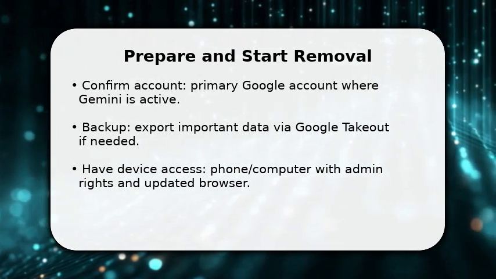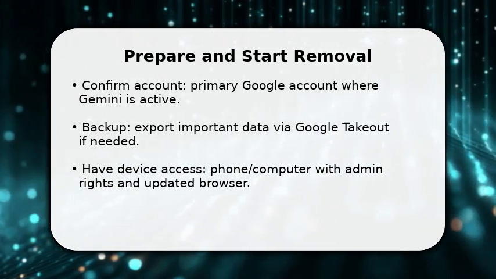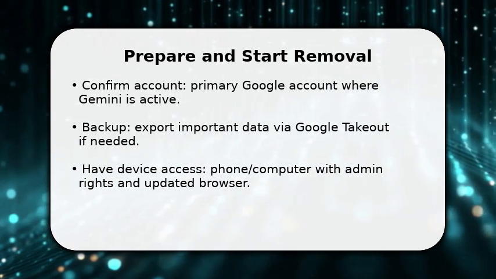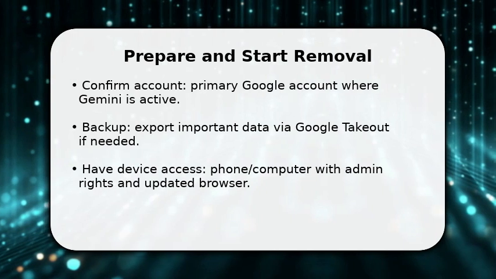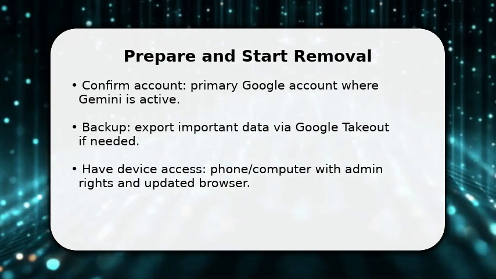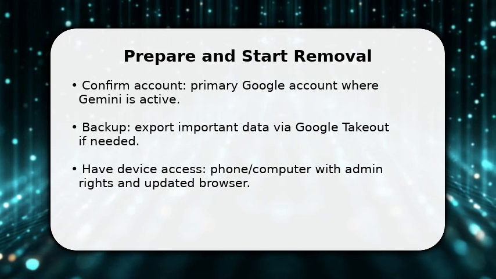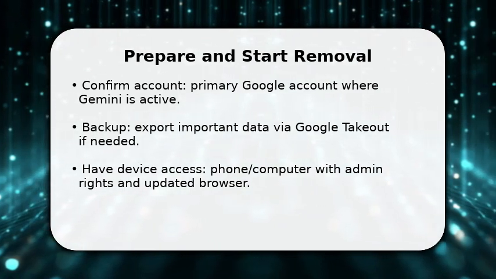Now open Google Account Settings and navigate straight to Data and Privacy and Personalization. This is where Gemini integrations and permissions appear. Start the removal flow there so you can revoke features, app access, and linked services in a controlled way.